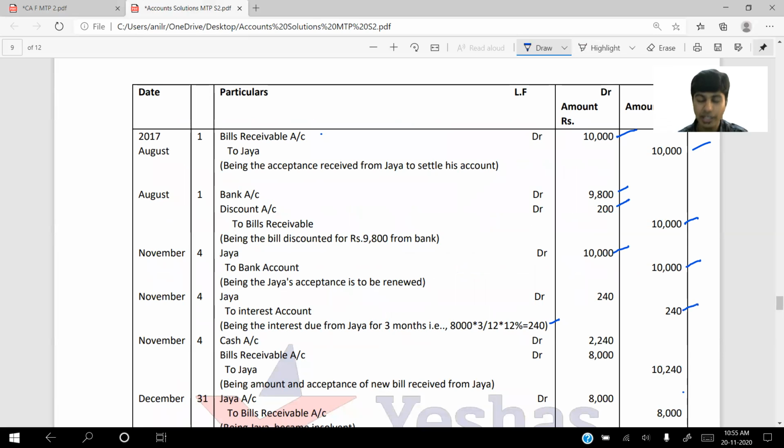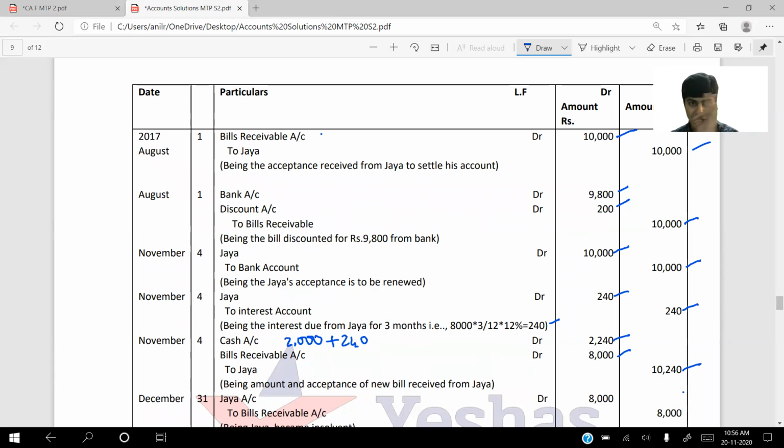So interest account credit. Jaya is supposed to pay money to me. So Jaya account debit. Jaya account debit to interest account. Jaya is supposed to pay me, receivable debit. Interest is my income, credit. And she pays me 2,000 immediately. You guys get that? Next, cash 2,000 she pays and 240. 2,000 immediate cash payment plus interest 240 also she pays. With regard to balance 8,000, she gives me a bill, another bill of 10,240.